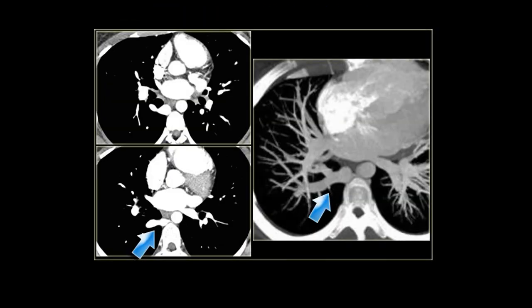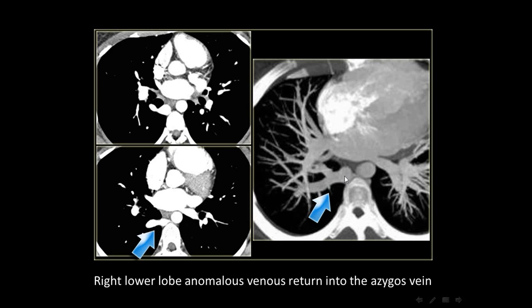What about this one? Draining to where? What is this? Yeah, true. So this is right lower lobe vein draining into the esophageal vein.